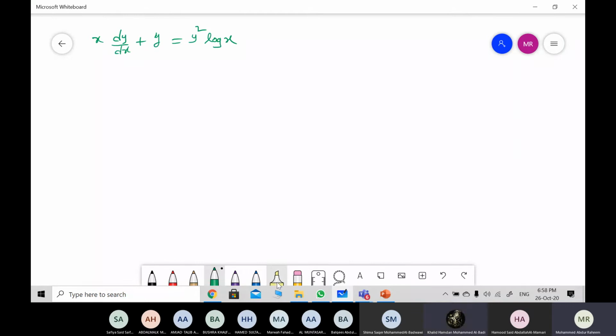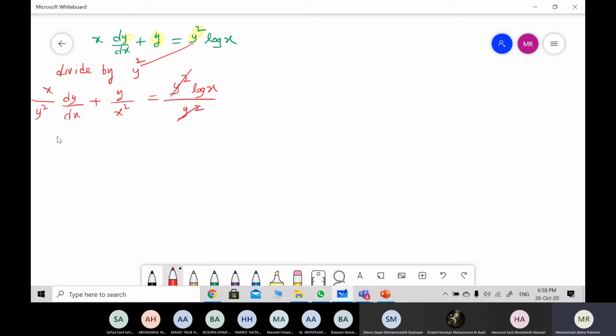What will happen now? This is y power 2. So first we start by dividing by this one. So x divided by y power 2 dy over dx plus y divided by x square. Anyway, cancel. Now x divided by y square dy by dx plus y divided by x square log x. This is the result now after division.